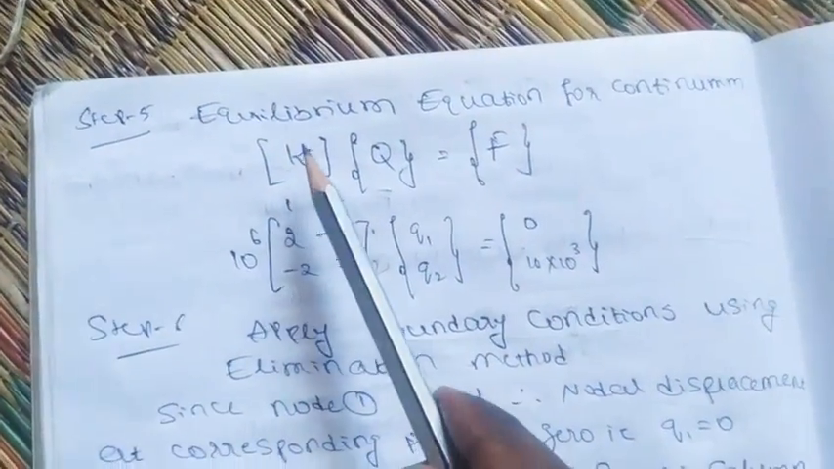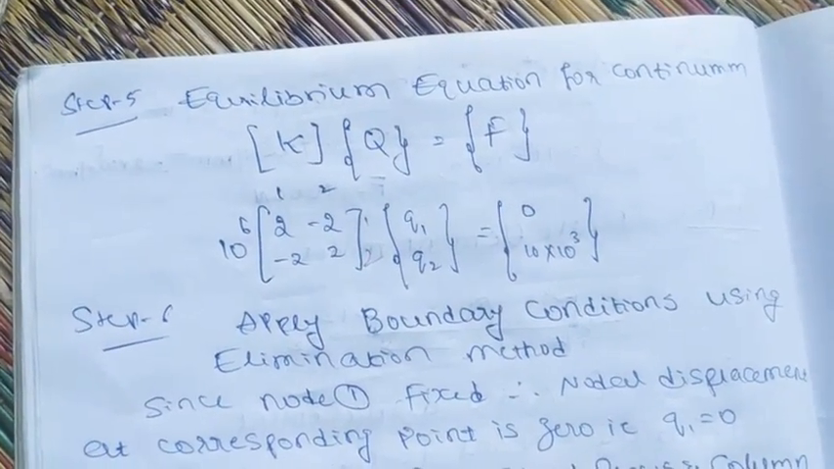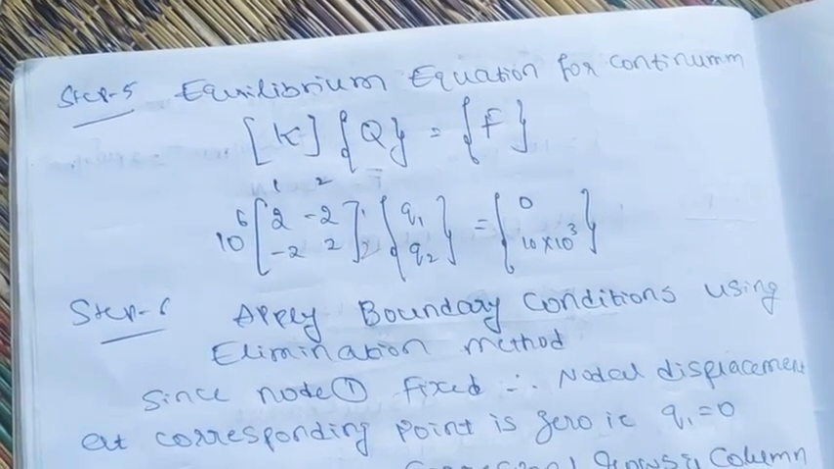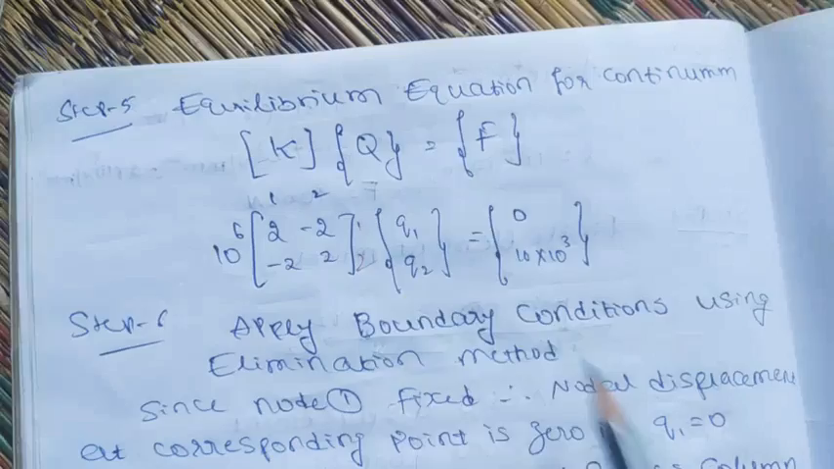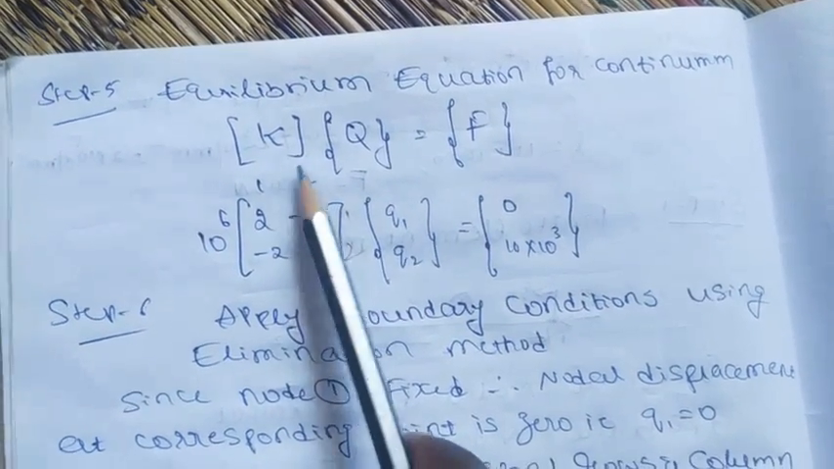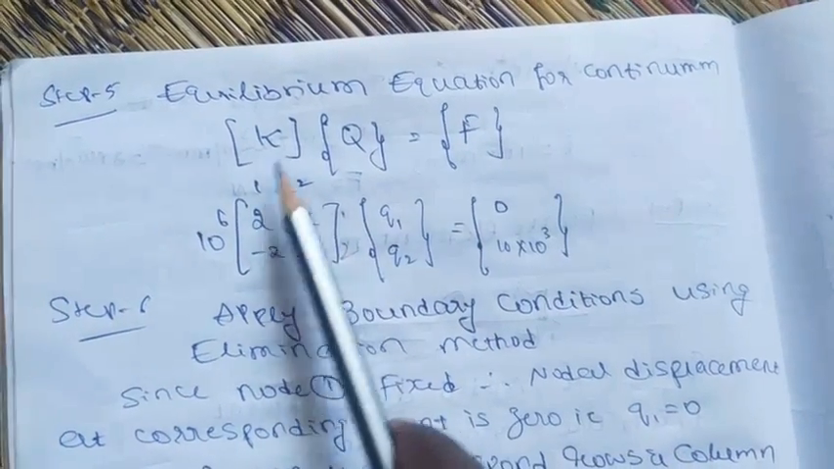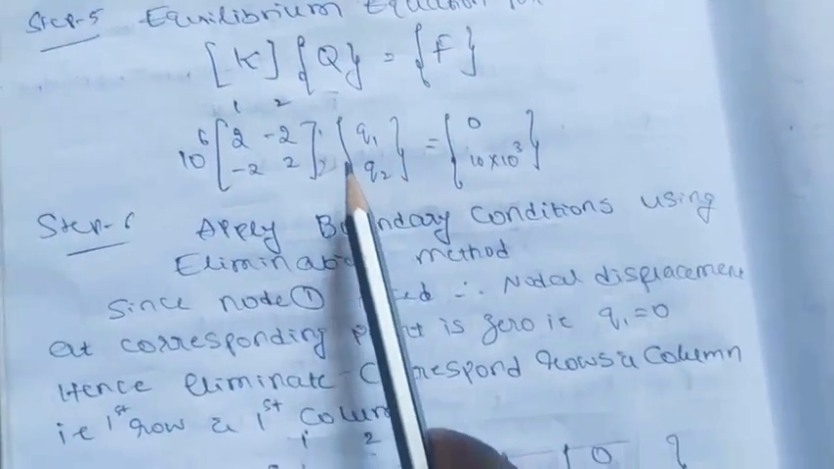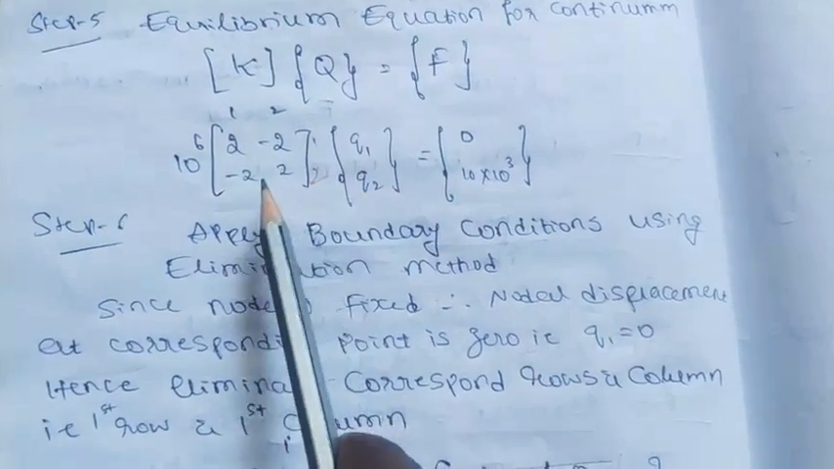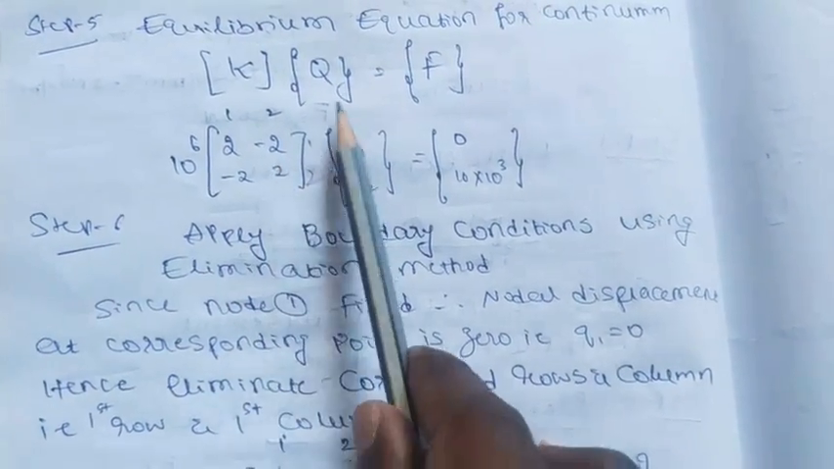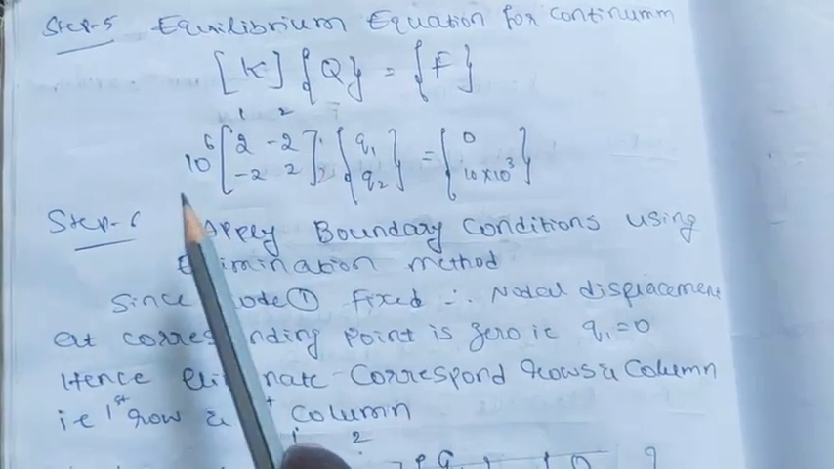And step number 5, we are going to write the equilibrium equation. The equilibrium equation is nothing but KQ is equal to F. The corresponding K, Q, and F values, all three, we have now written.